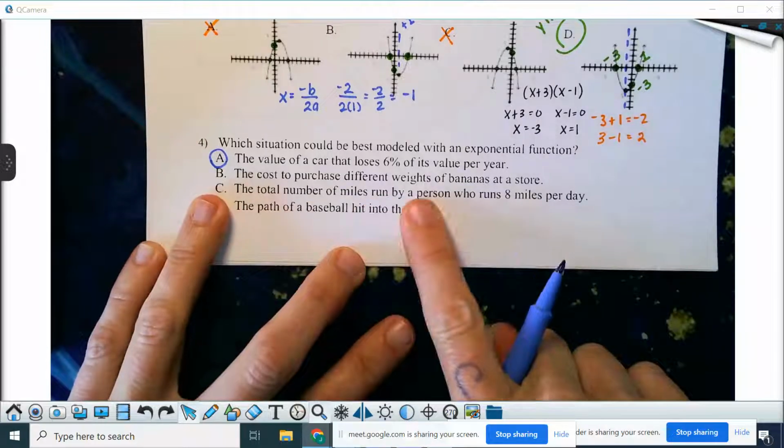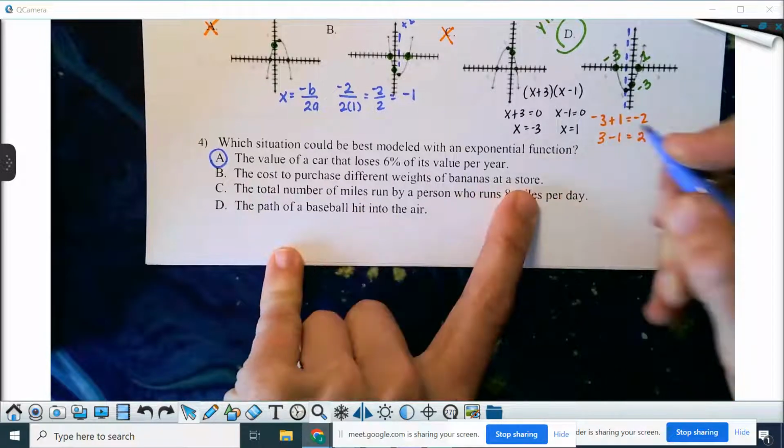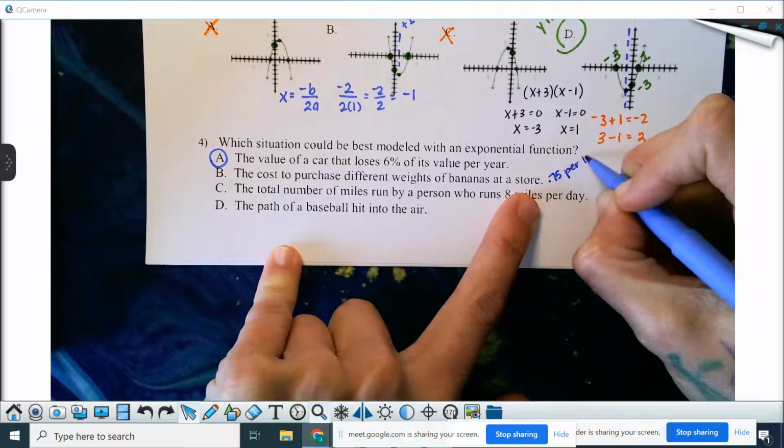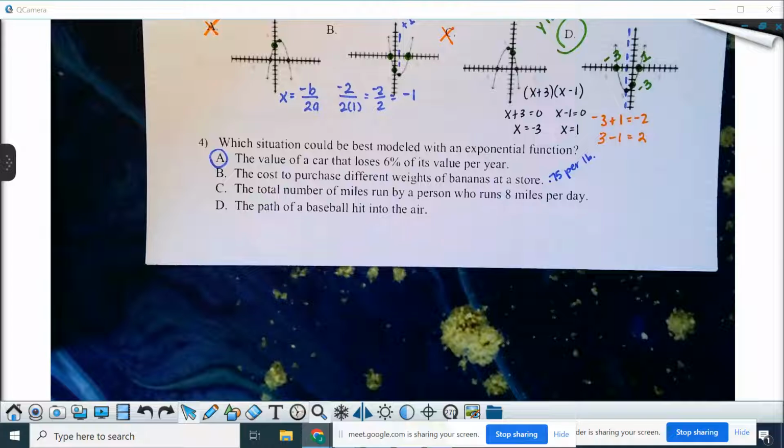The cost to purchase different weights of bananas at a store, usually it's like, I don't know, 75 cents per pound, which means every pound is going to be 75 cents no matter what, right? So what would be the unknown would be how many pounds of bananas you have. And then you would multiply it by 75 cents or whatever the cost of bananas are.